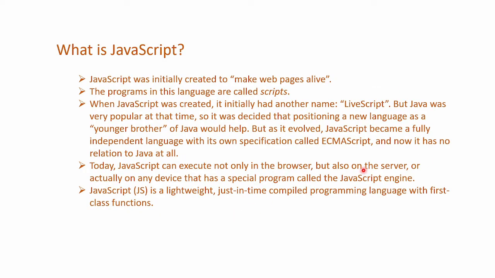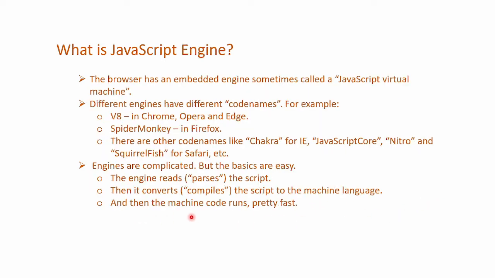As we understood what a JavaScript engine is, let's now jump to the last statement, and that is the definition of JavaScript. You can add more points here, but I have used only three things. JavaScript is a lightweight, just-in-time compiled programming language with first-class functions. So here we need to understand what a just-in-time compiled language is and what first-class functions are. So let's understand that.